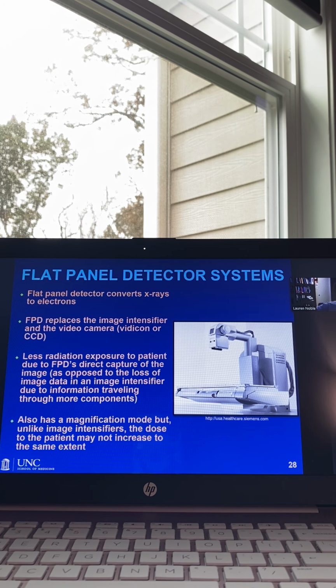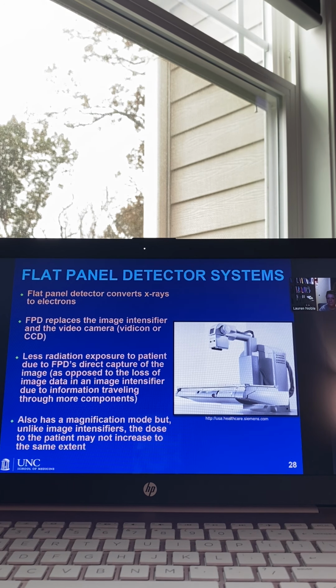So we won't go into detail with the magnification mode because when it comes to this type of system, there are too many variations with the vendors, but just simply know that there are magnification modes, but that the patient exposure may not actually increase in mag mode like it does with the image intensifier.